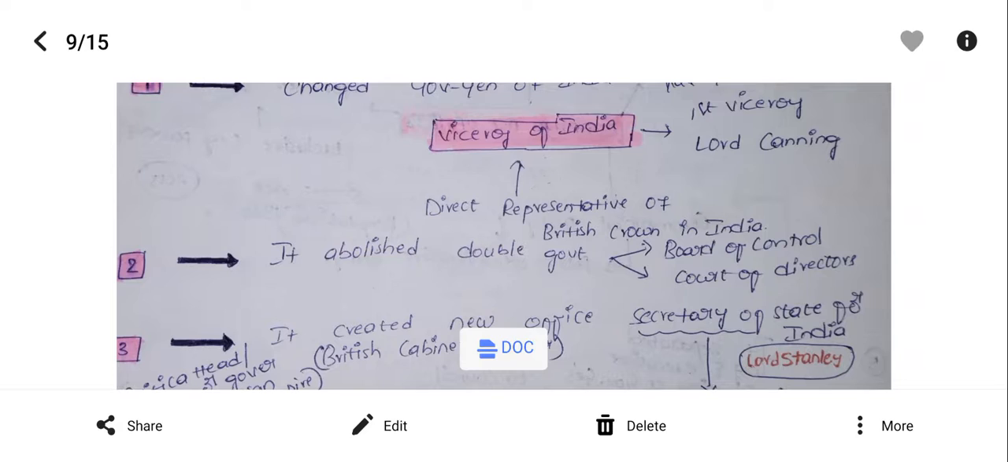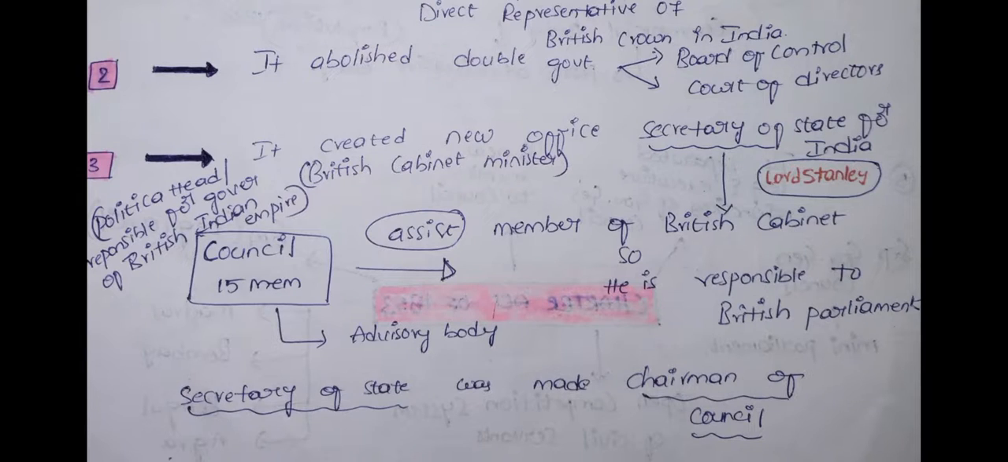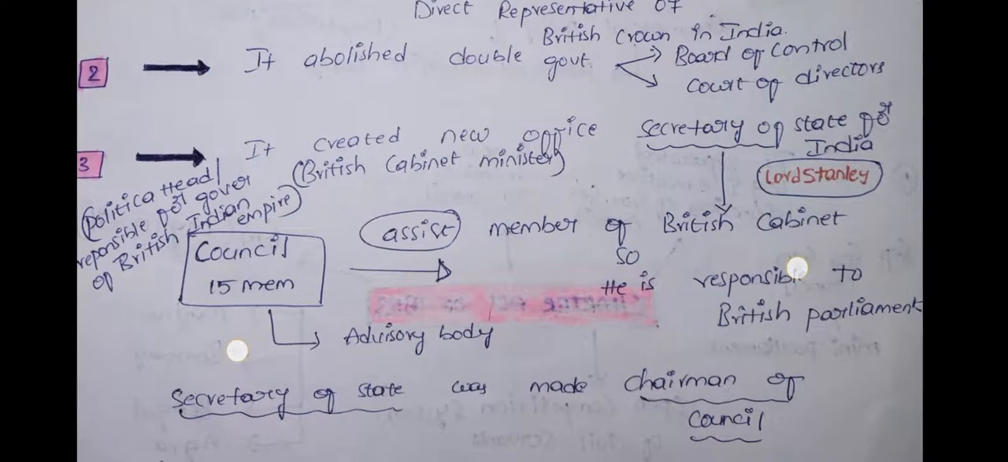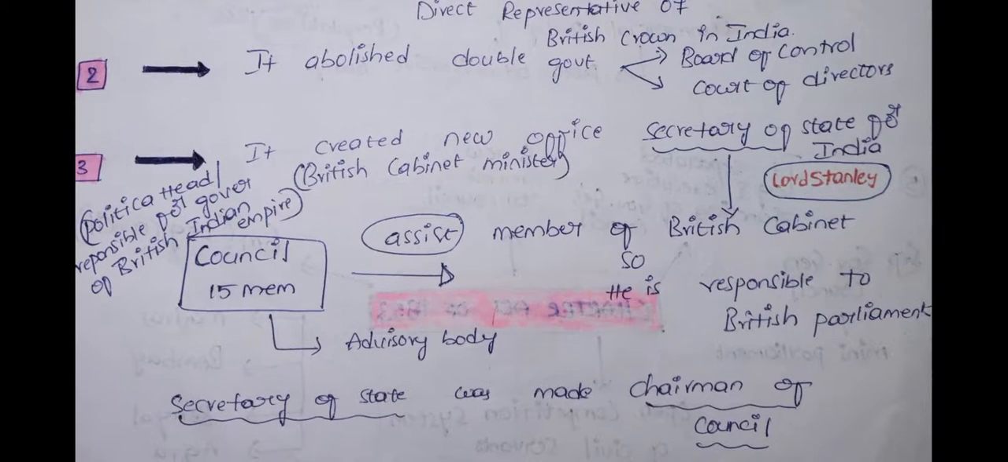Another feature of this act was that it created a new office called Secretary of State for India. The Secretary of State is a member of the British Cabinet. To assist him, this act established a 15-member council. This is an advisory body to assist and give advice to the Secretary of State.